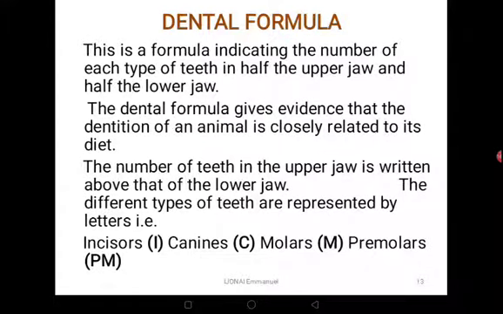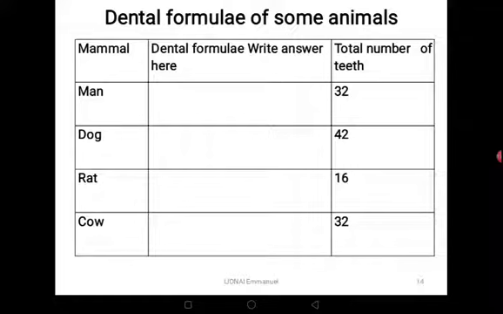So we have another term called dental formula. This is a formula indicating the number of each type of teeth in half the upper jaw and half the lower jaw. The dental formula gives evidence that the dentition of an animal is closely related to its diet. The number of teeth in the upper jaw is written above that in the lower jaw. The different types of teeth are represented by their letters. That is to say, I for incisors, C for canines, PM for premolars, and M for molars.